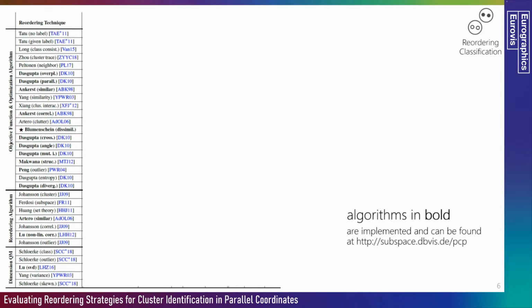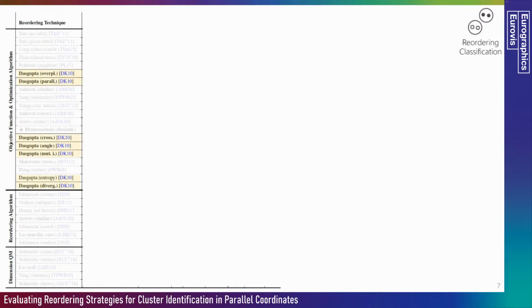We grouped these strategies into algorithms solving an optimization problem, efficient reordering algorithms, and sorting of dimensions based on some properties. To name a few, we can see, for example, the prognostic features by Dasgupta and Kosara, or the first proposed ordering method by Ankerst et al., which arranges similar dimensions next to each other.